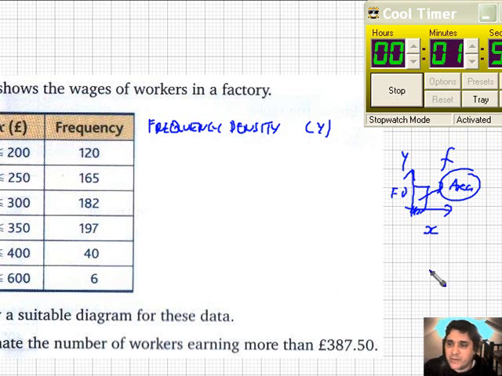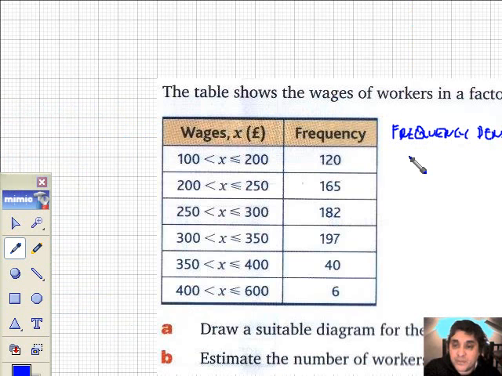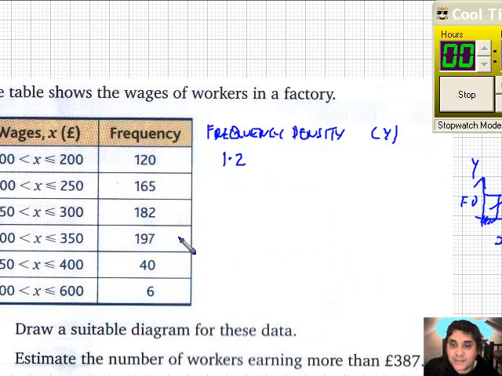Therefore, how do you work out frequency density? Well, you take the area as you would of a rectangle and divide by the width there, and therefore you're going to get the height of the rectangle or frequency density. So here I go. The frequency is the area, so 120 for the first class, divided by the width of 100, and that will give me 1.2. Alright, so that's my first value along the y-axis.